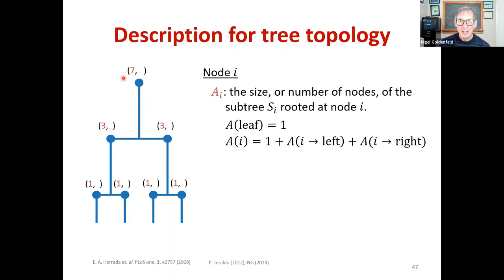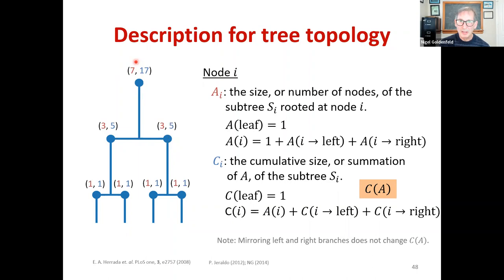Then there's another number, which we can call the cumulative node number, which is the same thing, but now we're going to sum the node numbers of all the subtrees.